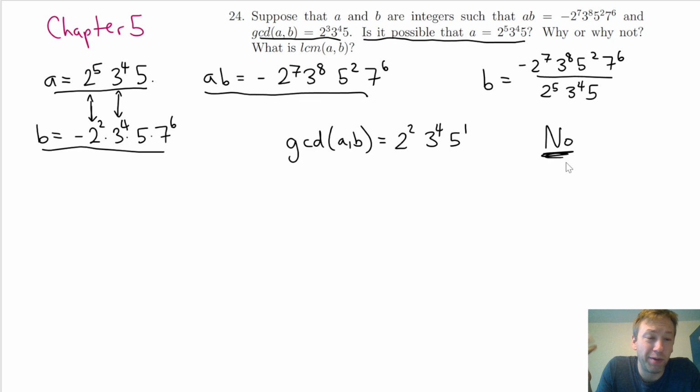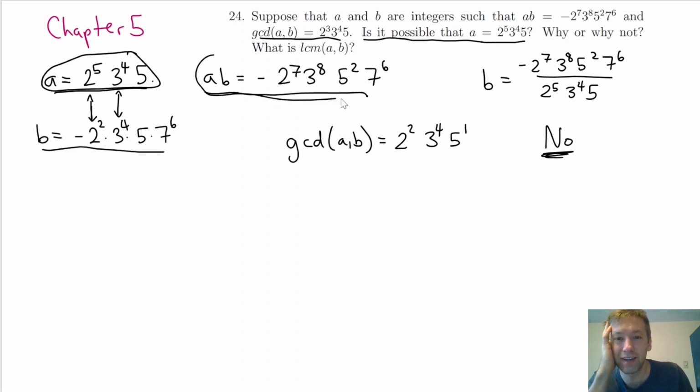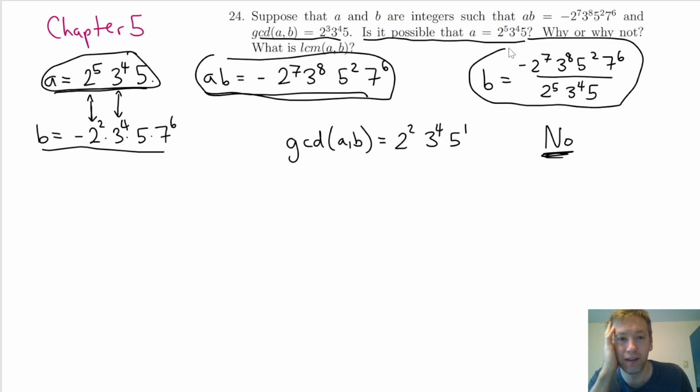Well, and if you want an explanation, it's just because if a is equal to this and a times b is equal to this, then b is equal to that, just by dividing. And so the GCD wouldn't be what this thing says it is.